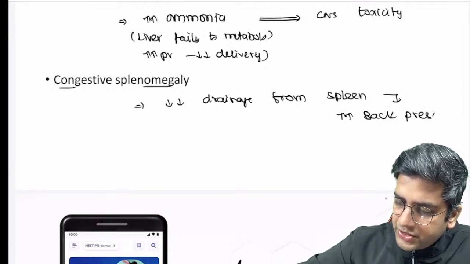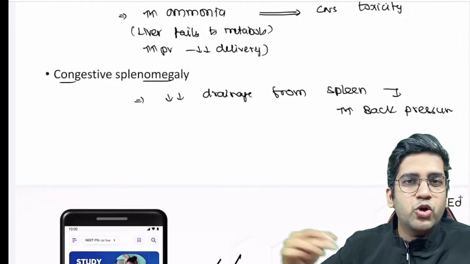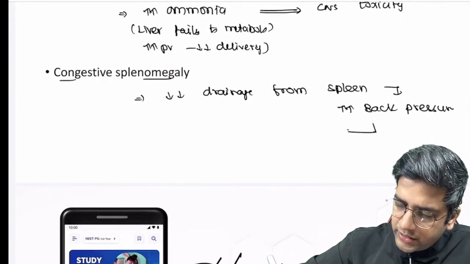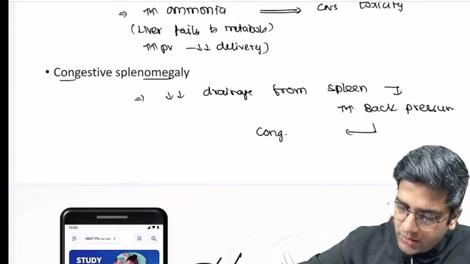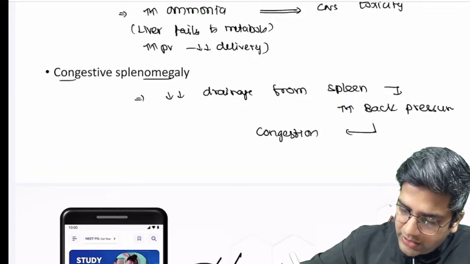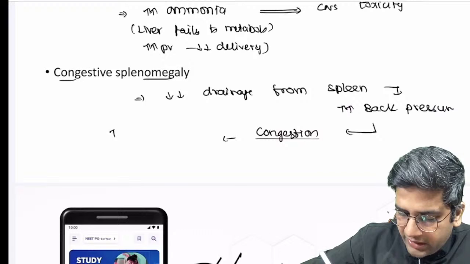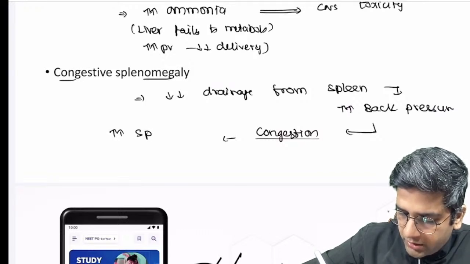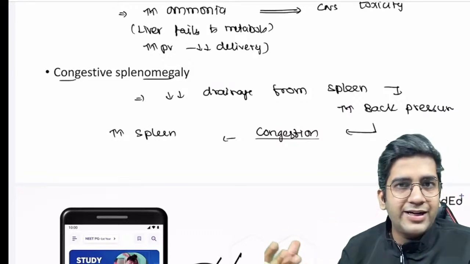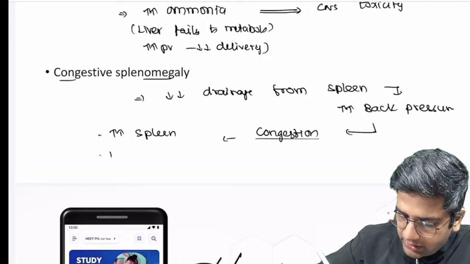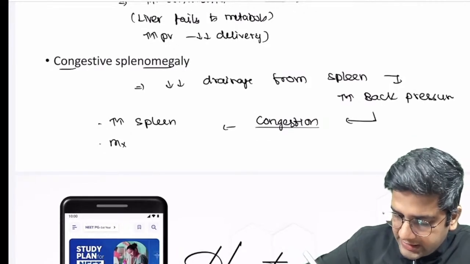When there's an increased back pressure, similar to your chronic venous congestion of liver, this is going to result in a congestive spleen. Okay, so congestive spleen, physically on examination, you'll have an enlarged spleen. Cut surface, it might be a little bit more red and boggy, right? And microscopically, you'll have one classical appearance.